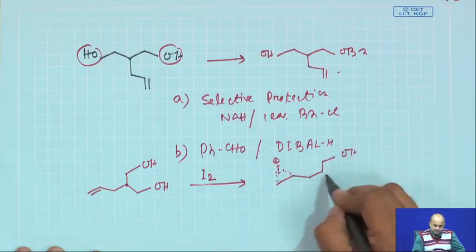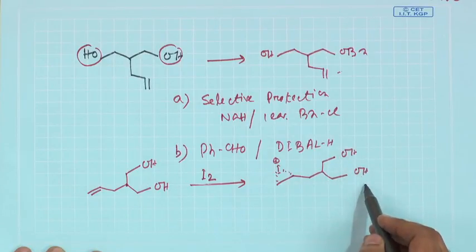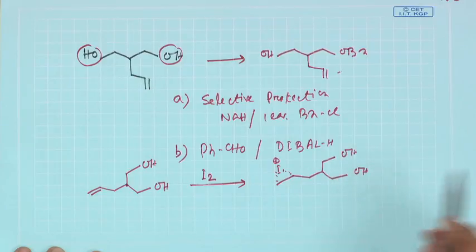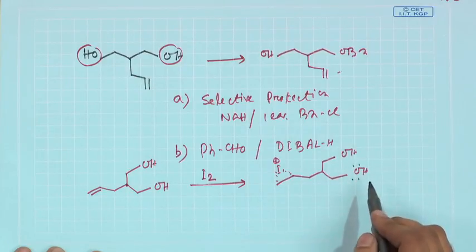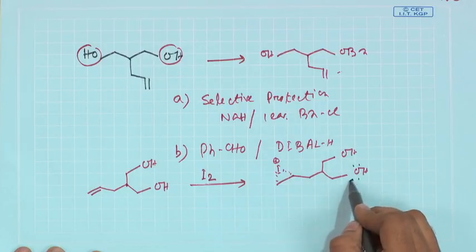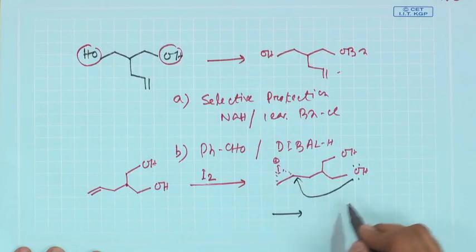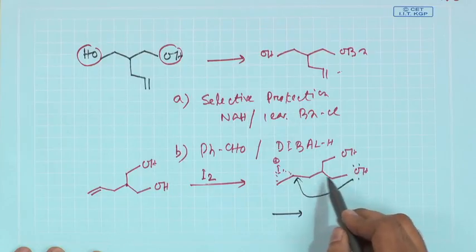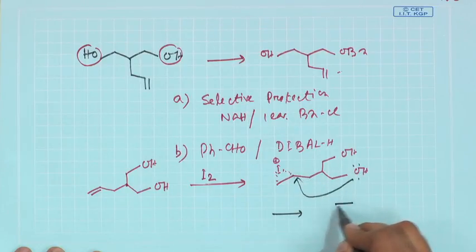and then this compound has two equally reactive CH2OH groups, which basically act as nucleophiles. Now, these nucleophiles will normally try to react in an intramolecular fashion to open up this iodonium ion, and then what you get? You get a 1, 2, 3, 4, 5 member ring as the main product.